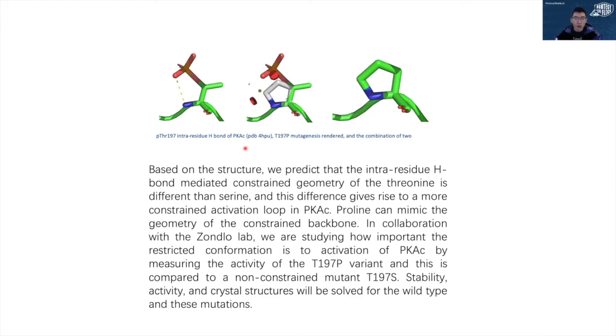So we're studying this subject to see how important this restrained conformation is to the activation of PKA catalytic subunit, by comparing not only stability but also activity and structure of the mutations. Also, we'll be mutating 197 into serine to see what that would give us. And that's pretty much a brief introduction of my project.